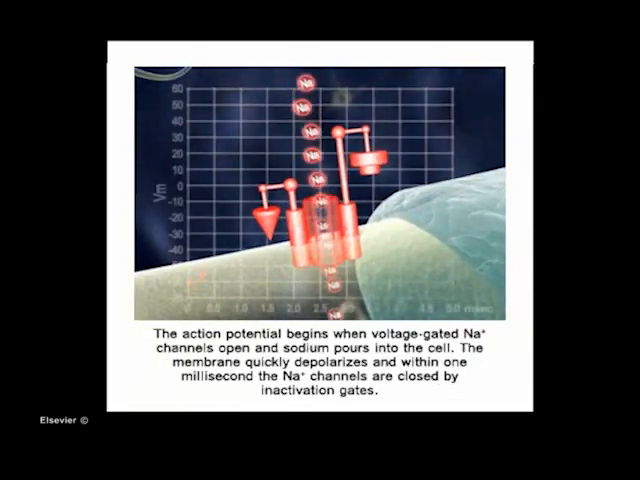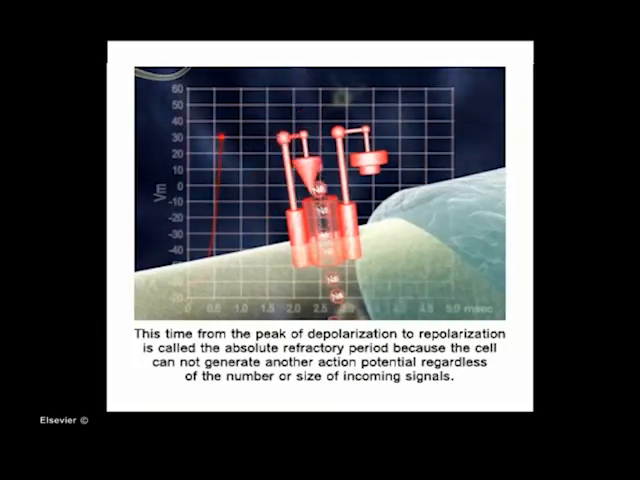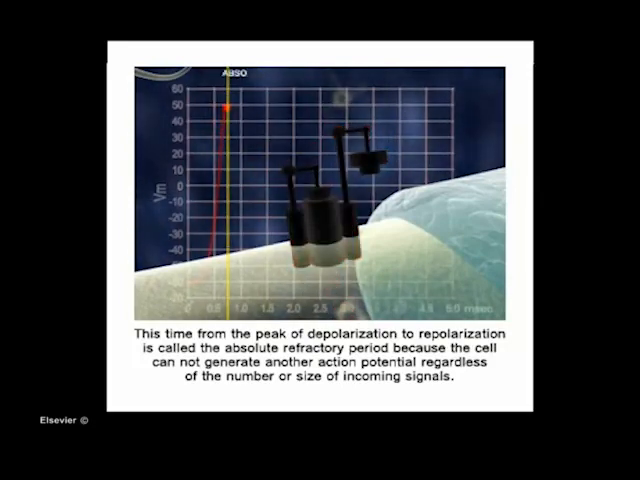The action potential starts when voltage-gated sodium channels are opened and sodium pours into the cell. Within 1 millisecond, the membrane potential becomes positive and the sodium channels are closed by an inactivation gate. Until the membrane repolarizes, the cell is in the absolute refractory period.